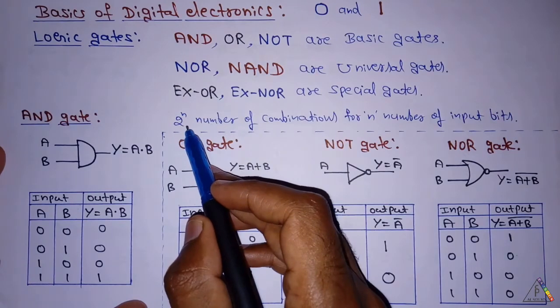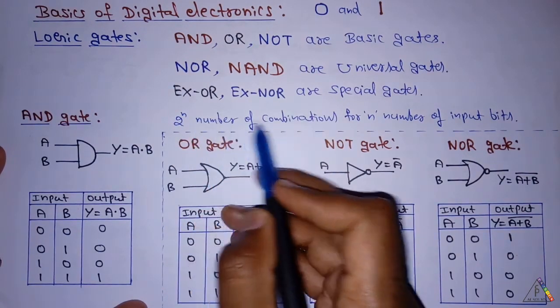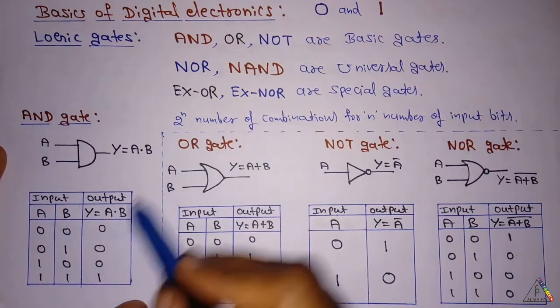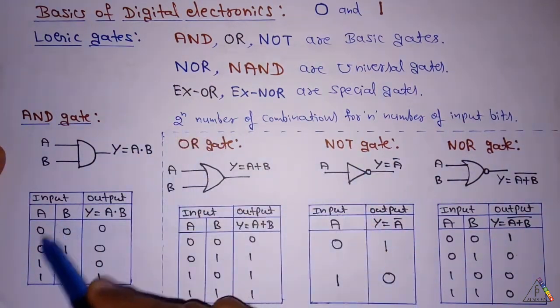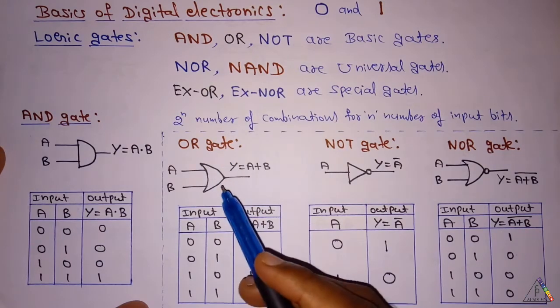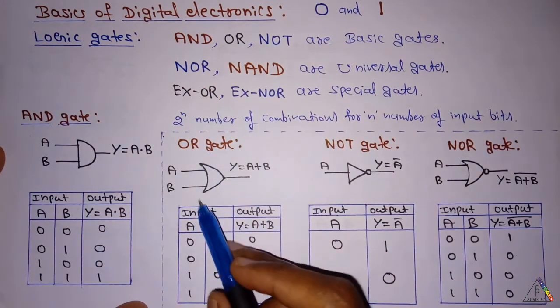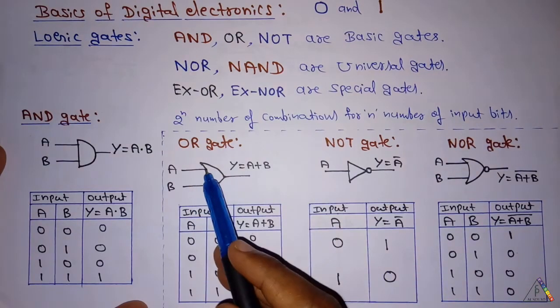For n inputs, there will be 2 to the power of n combinations. For two inputs, that is 2 to the power of 2, which equals 4. There will be 4 combinations. The combinations are 00, 01, 10 and 11. This is the OR gate with the two inputs A, B. The output will be A plus B, and this is the truth table of the OR gate.